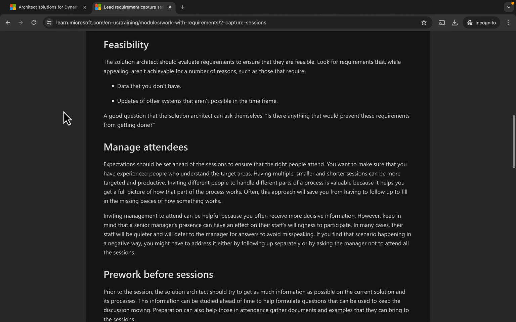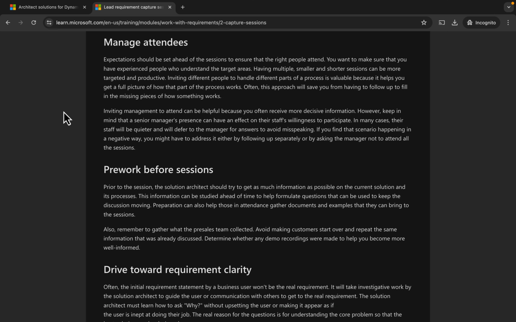Feasibility. The solution architect should evaluate requirements to ensure that they are feasible. Look for requirements that, while appealing, aren't achievable for a number of reasons, such as those that require data that you don't have, or updates of other systems that aren't possible in the time frame. A good question that the solution architect can ask themselves: is there anything that would prevent these requirements from getting done?